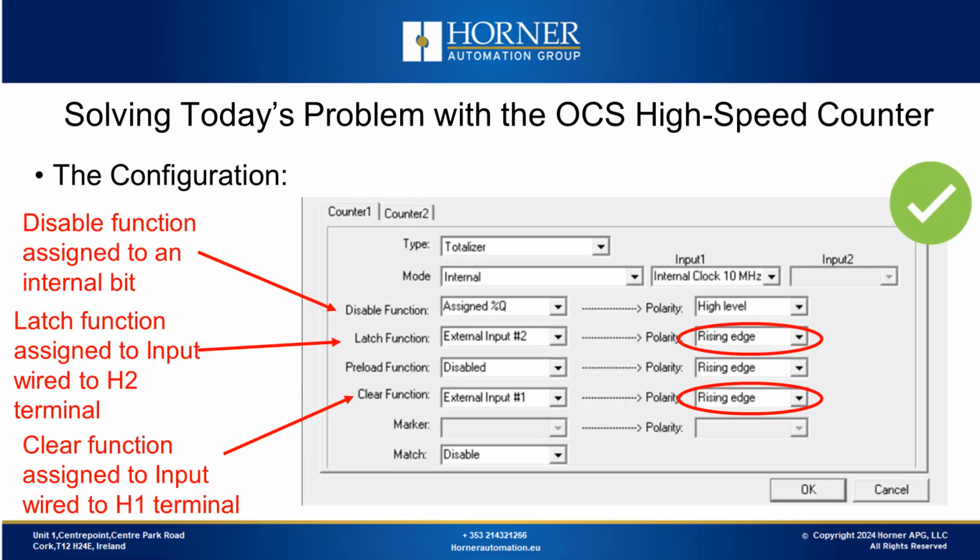In this screenshot, we can see how we would configure the high-speed counter to do this. The disable function has been assigned to an internal bit, which we can then map to a variable. The clear function has been assigned to our first high-speed counter input, H1, and the latch function has been assigned to our second high-speed counter input, H2. Both functions have then been assigned to be active on the rising edge of the signal.